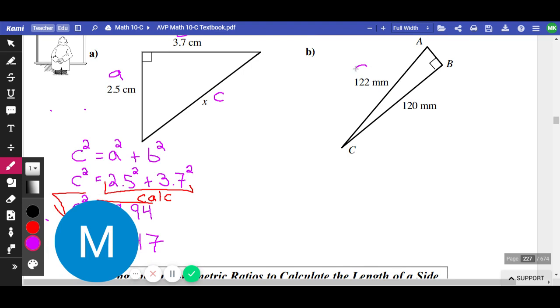Is that right? A and B don't matter. If you're looking for the hypotenuse, what do you use? C squared equals A squared plus B squared. If you're not looking for the hypotenuse and you're looking for one of the other sides, you do A squared equals the biggest side, which is C squared, minus the other side, which is B squared. Like that.